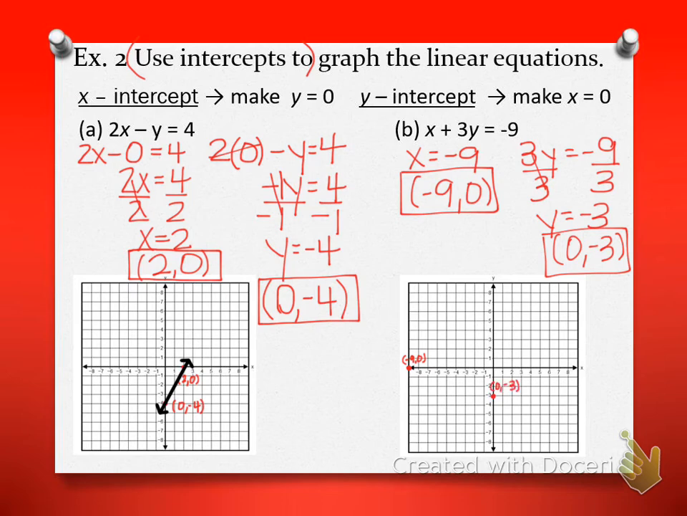All right, we draw our line. We try to do this as carefully as we can because Ms. Johnson is not the best drawer of lines. We put our arrow on the ends, and we are finished.